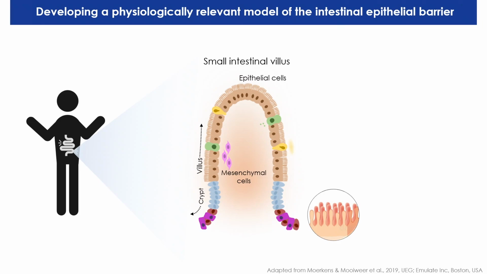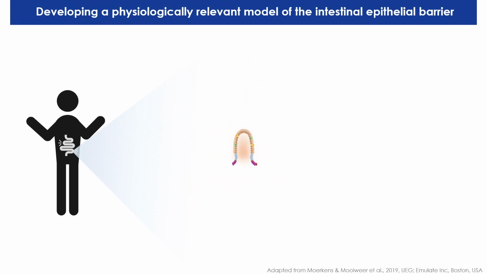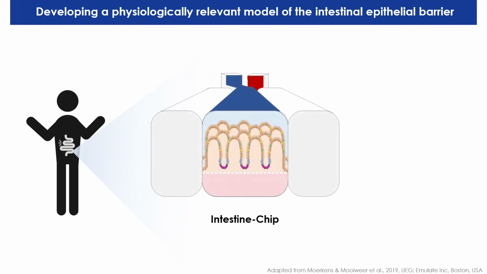And the aim of my PhD project was to model this intestinal epithelial barrier. And to do so, we used the emulate intestine-Chip system. In this presentation, I will guide you through the different steps that I've taken during my PhD to generate this intestinal epithelial barrier on chip.